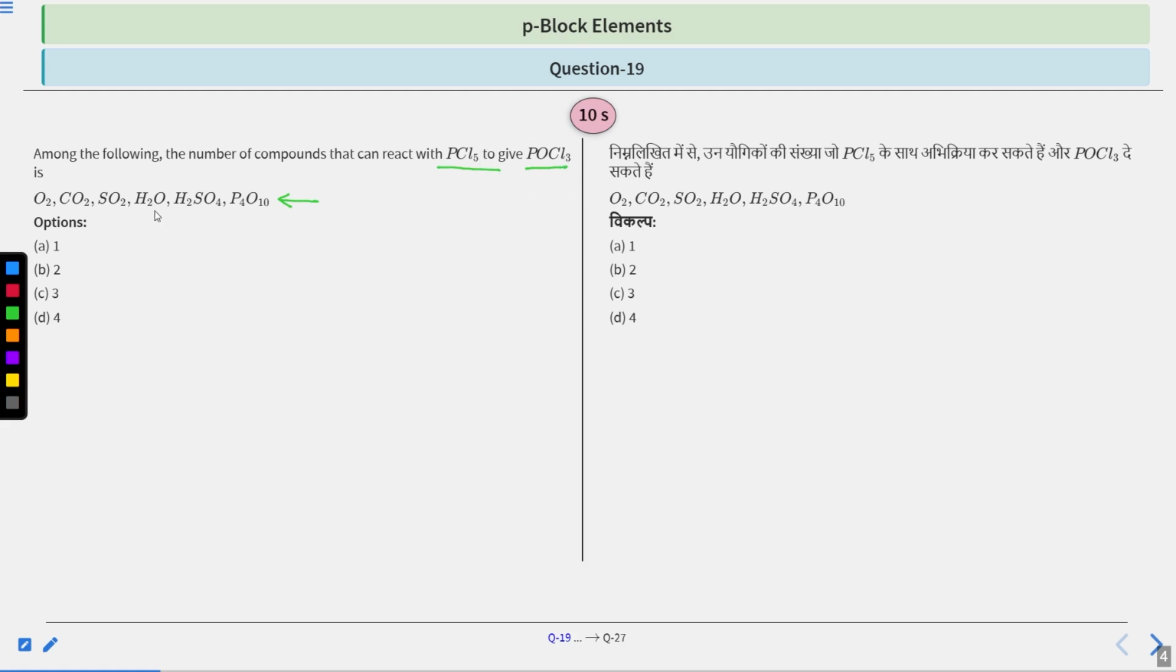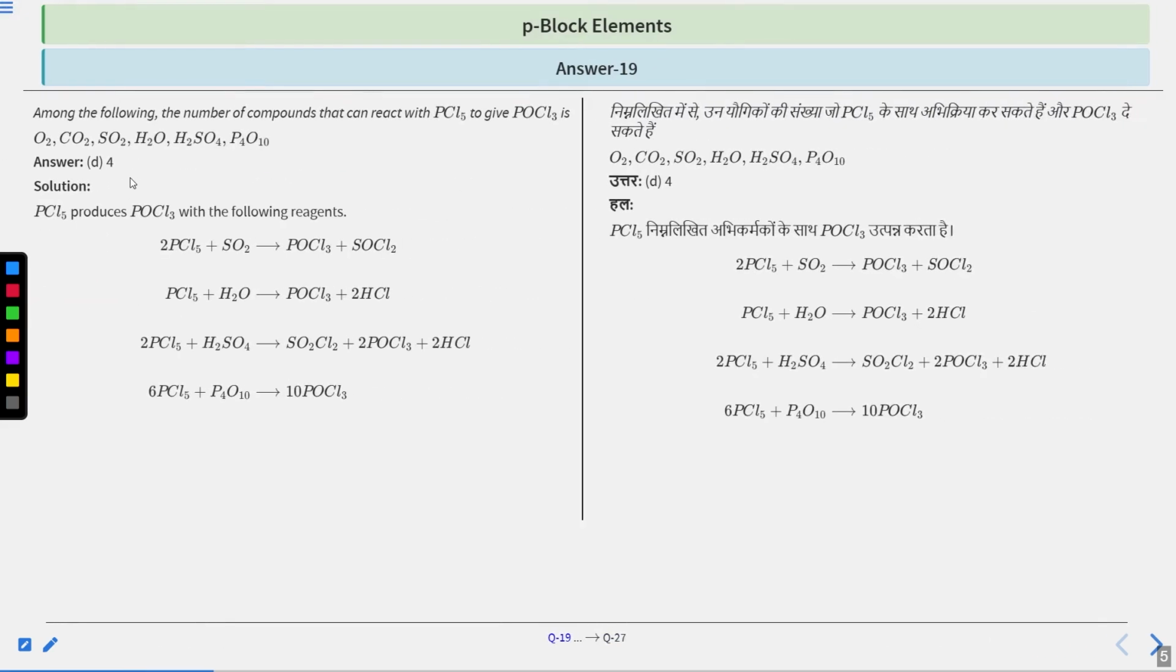Okay, so we react every compound with PCl5 and see how the reaction proceeds and what product we get in each case. The options are 1, 2, 3 or 4. You have 10 seconds to solve this question. After that, we will see the answer. Let's see. The answer is option D, that is 4.